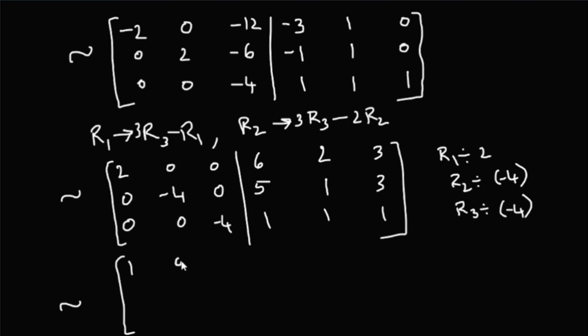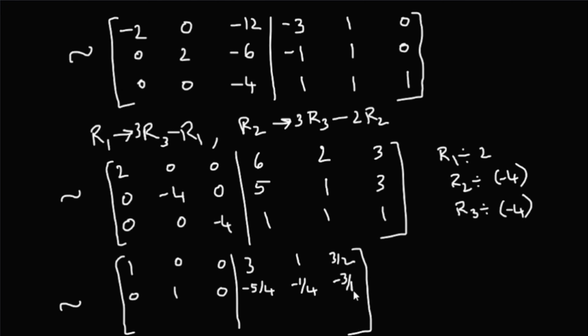So 1, 0, 0. You are dividing row R1 by 2, right? So 3, 1, 3 by 2. Dividing R2 by minus 4: 0, 1, 0, minus 5 by 4, minus 1 by 4, minus 3 by 4. Dividing R3 by minus 4: 0, 0, 1, minus 1 by 4, minus 1 by 4, minus 1 by 4. This is what we are getting.